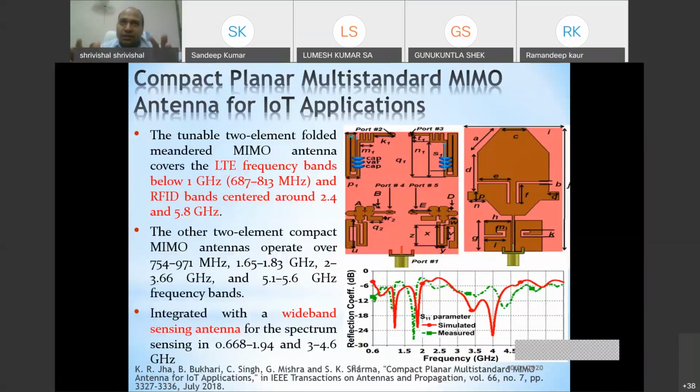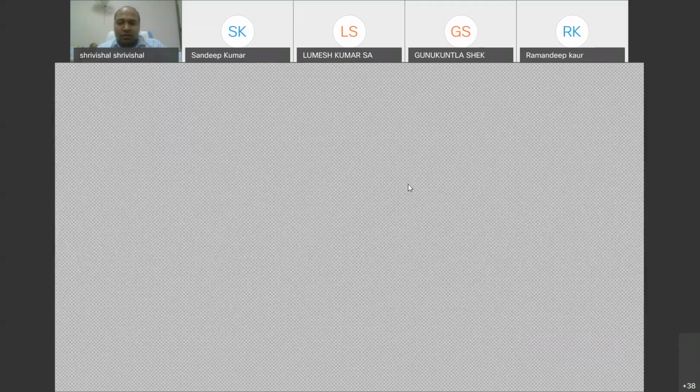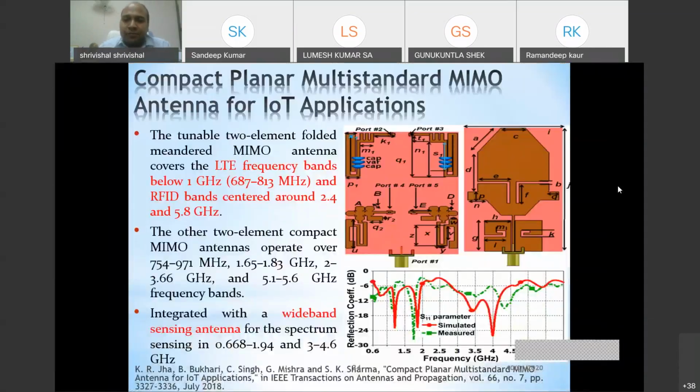The first task is, within the operating bands, they will sense whether a band is at present being utilized or unutilized. The moment it is unutilized, with the help of the other four antennas which have been placed here, inter-system transmission could take place. So this is the task which has been targeted through this work.